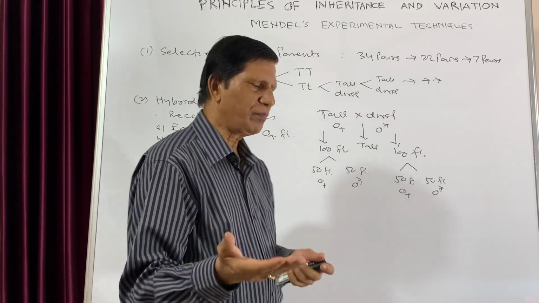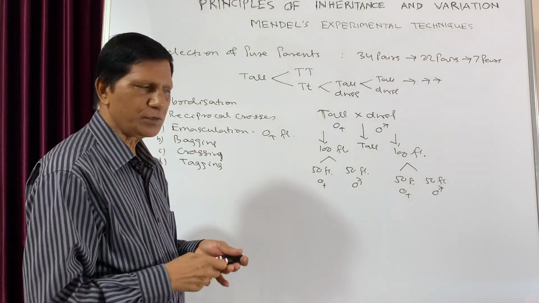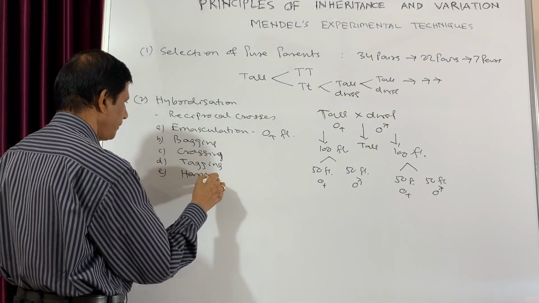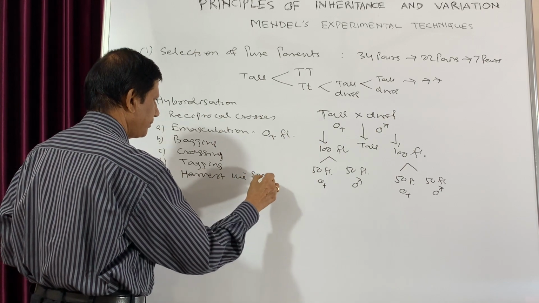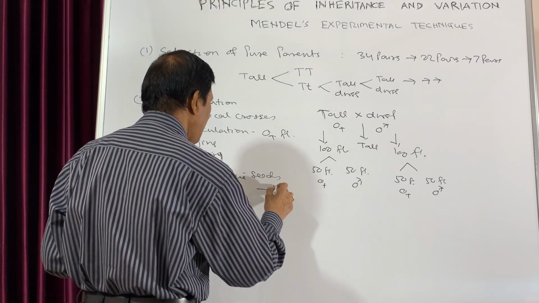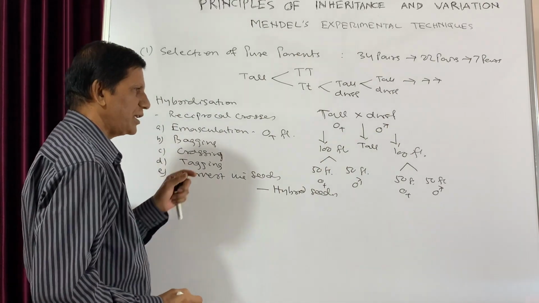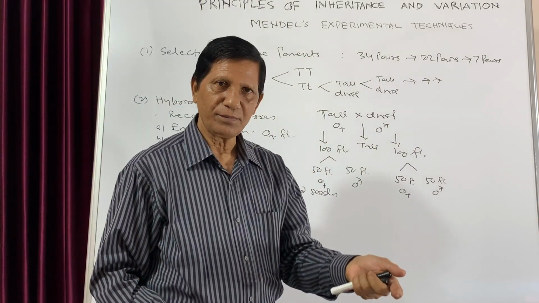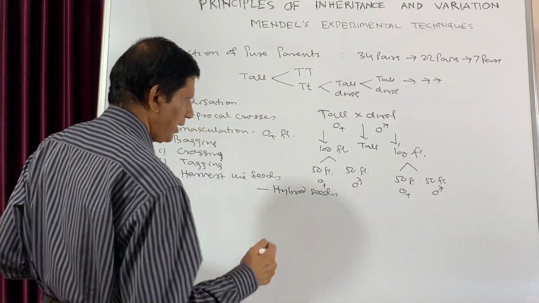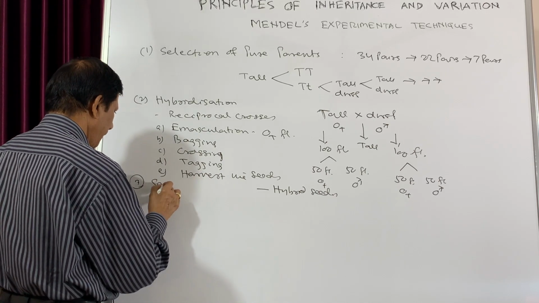Then after a few days you find that within that bag the fruit is developing. That means the cross is successful. And when the fruit is completely ripened, then you can harvest the seeds. Now the seeds of these fruits are known as hybrid seeds. Now these hybrid seeds, when grown for the next generation, give rise to the first filial generation or F1 generation. So the next point is selfing.